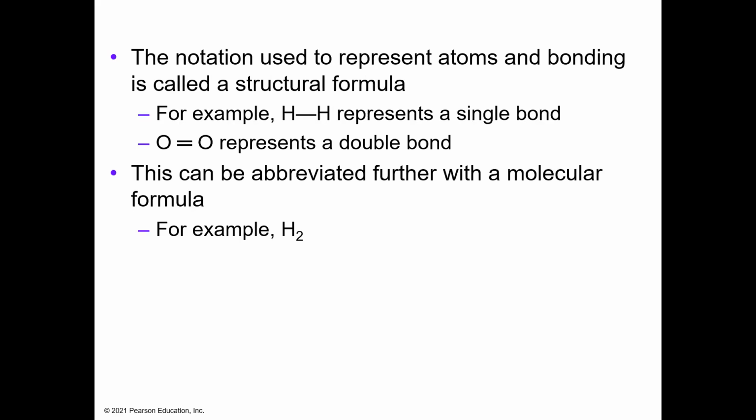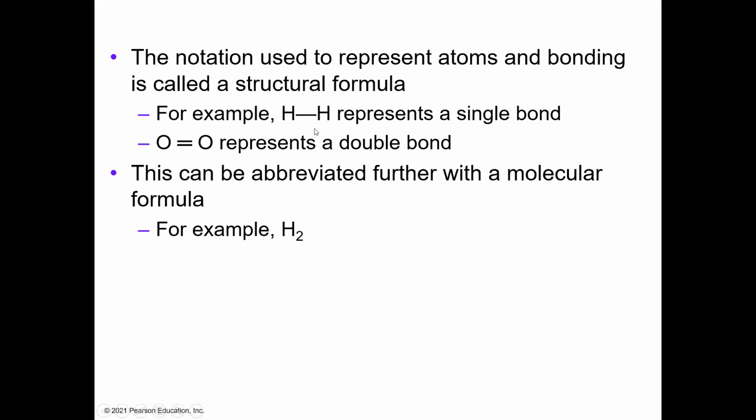The notation used to represent atoms bonding is called a structural formula. For example, hydrogen bonded to hydrogen represents a single bond. The single bond is displayed by the one line between the two hydrogen atoms. If it's a double bond, it will be a double line, as seen here in the two oxygen atoms. If it's triple, it's three. If it's a quad bond, it will be four.